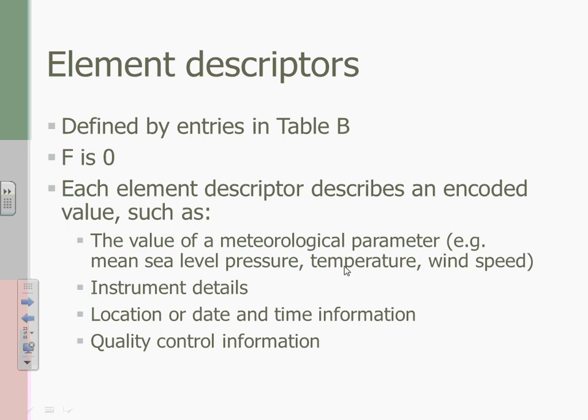So each element descriptor describes an encoded value, such as the value of a meteorological parameter, such as mean sea level pressure, temperature, and wind speed. And also can be instrument details, can be location or date and time information, can be quality control information, as Diana said.